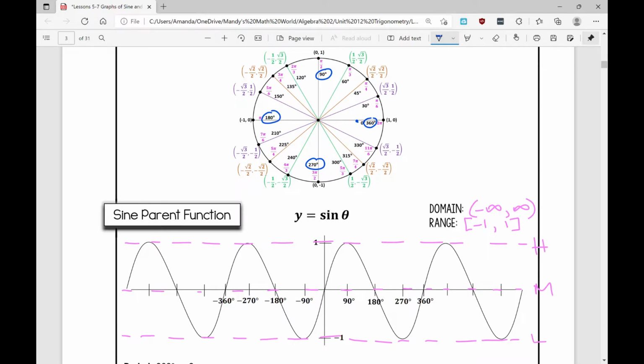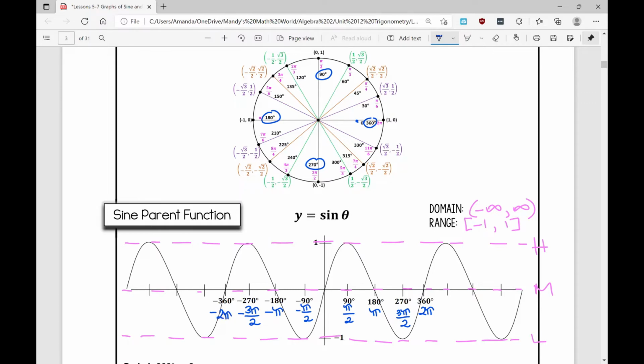What I'm going to write underneath is the radian measures that could also be used when you're graphing trigonometric functions. So 90 is also pi over 2, 180 degrees is pi, 270 is 3 pi over 2, 360 degrees is 2 pi. And we can also go with our negative angle measures. That's negative pi over 2, negative 180 is negative pi, negative 270 is negative 3 pi over 2, and negative 360 is negative 2 pi.